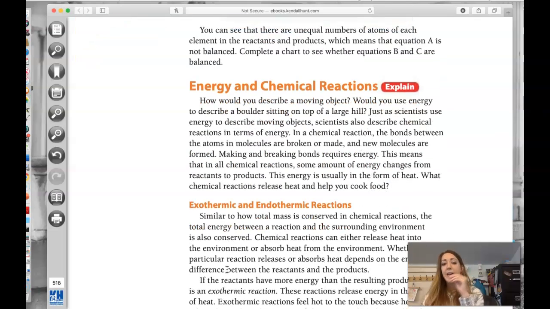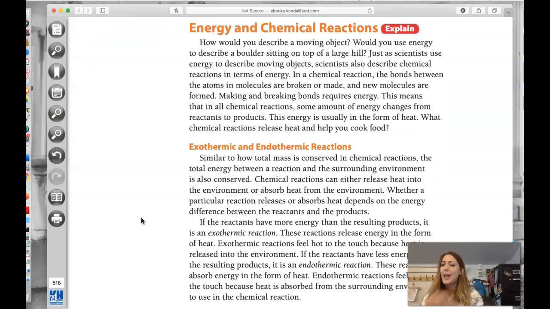Okay, energy and chemical reactions. How would you describe a moving object? Would you use energy to describe a boulder sitting on top of a large hill? Just as scientists use energy to describe moving objects, scientists also describe chemical reactions in terms of energy. In a chemical reaction, the bonds between the atoms and molecules are broken or made, and new molecules are formed. Making and breaking bonds requires energy.